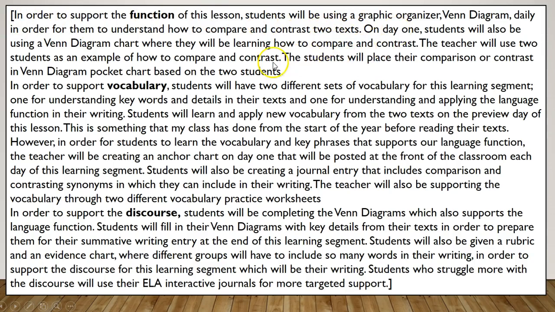And it goes on to explain about that. And then again, in order to support vocabulary, and look how they've bolded those words, and it really stands out. It's really fantastic. Have two different sets of vocabulary in this learning segment, one for understanding keywords and one for understanding applying the language. So this is really good, very strong. In order to support the discourse, the students will be completing the Venn diagrams, which also supports the language function.